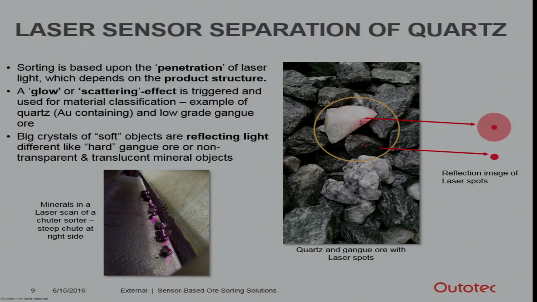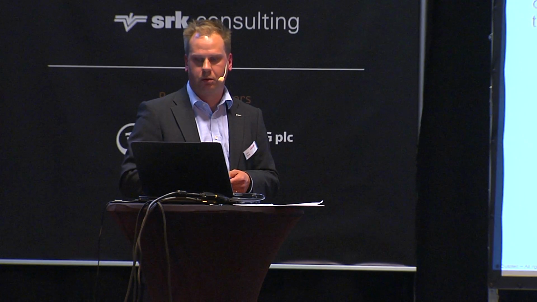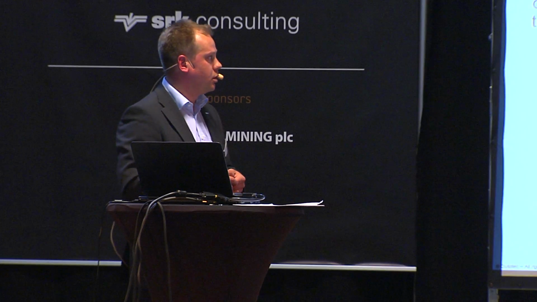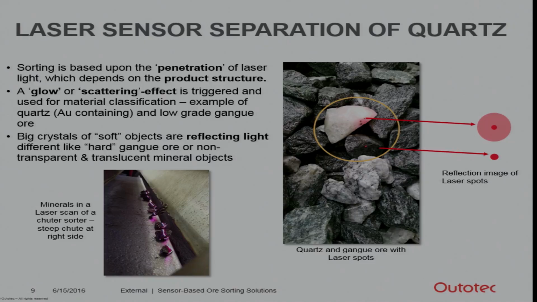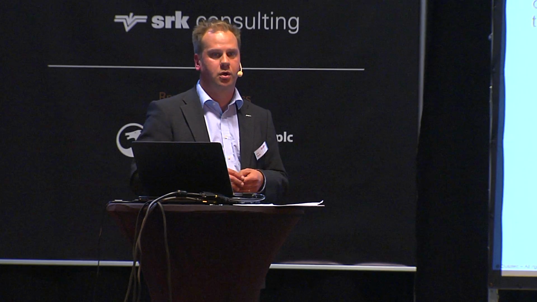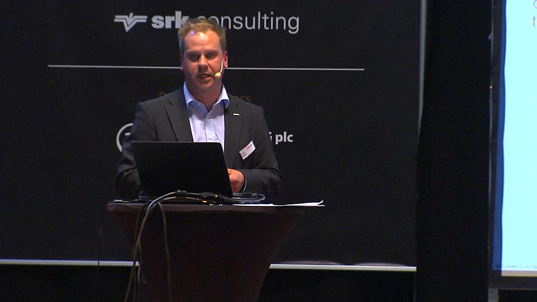Just as an example, I'll show you this picture about laser separation and how it works with quartz. Like mentioned before, gold could be associated with the quartz, and on the right side picture, the laser beam is creating a small halo or scattering effect on the quartz piece. This can be detected, and then all the pieces that contain quartz can be selected to be the product.